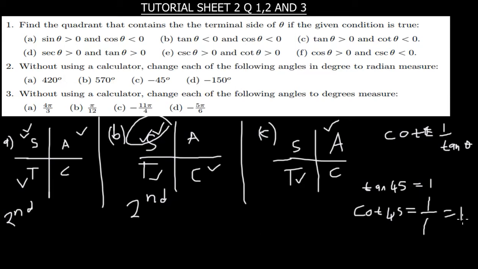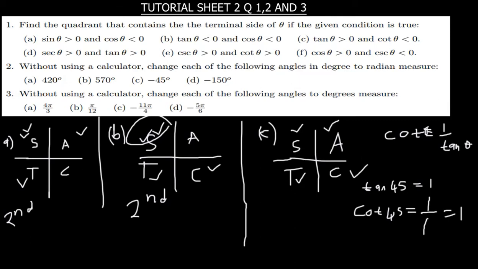I guess you get the concept there. So this implies that when we say tan 45 is equal to 1, when we say tan theta is greater than 0, we are just talking about the quadrants where tan is positive. And when we say cot theta is less than 0, we are just talking about the quadrants where tan is negative. So the quadrants where tan is negative are the second and the fourth, sorry.